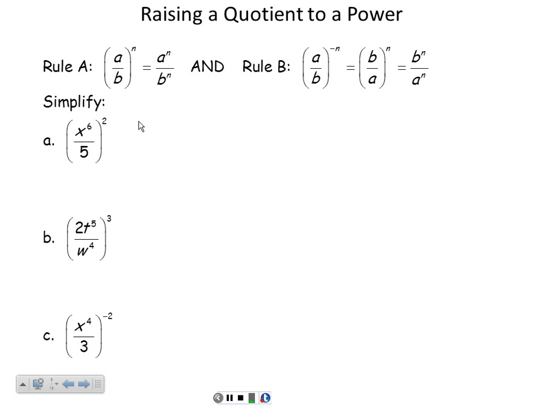Now, with quotients, and you have a quotient raised to a negative exponent, the easiest thing to do is go ahead and flip the inside and raise it to a positive exponent. In other words, take the reciprocal of what's inside, raised to a positive exponent, and then distribute your power. And that's the easiest thing for a quotient.